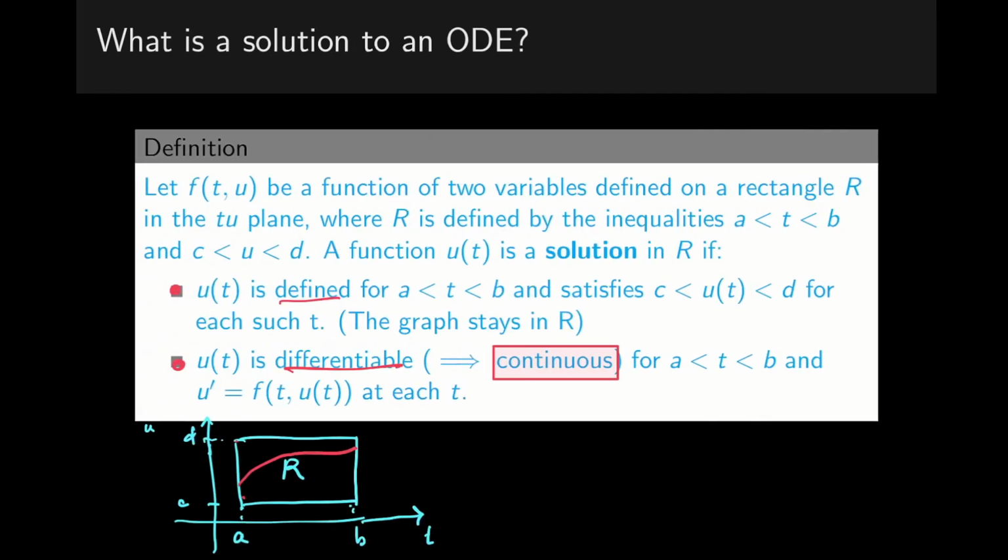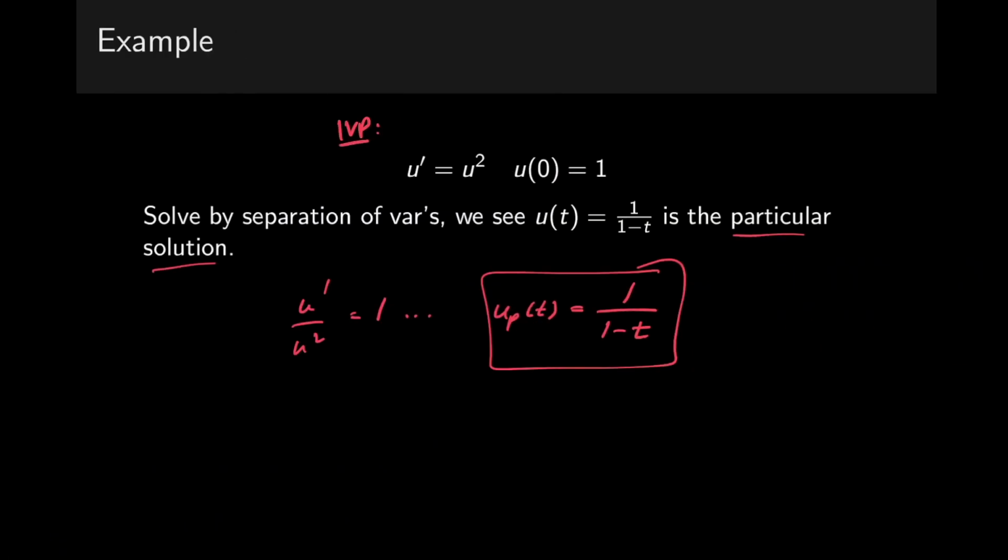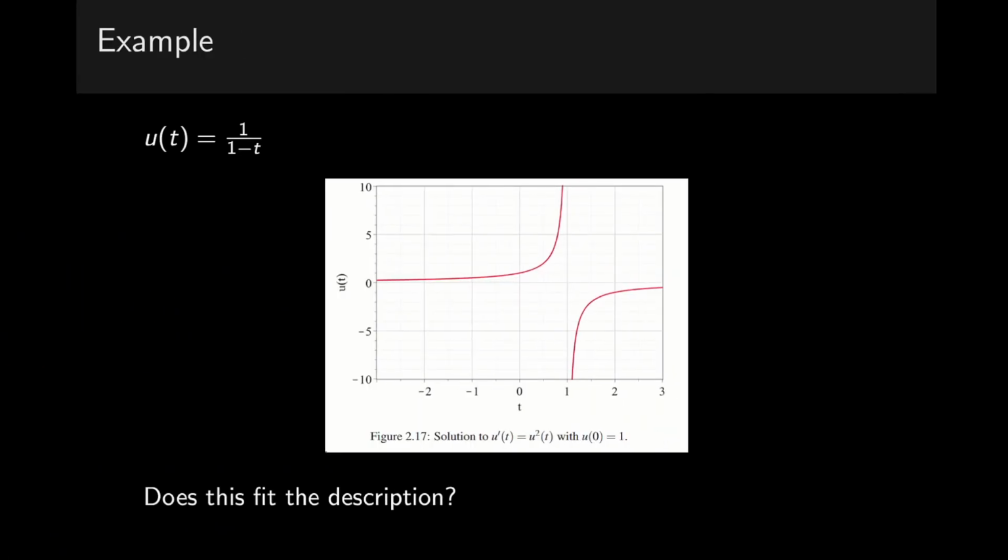Here's the problem. The way that this is written, it says that it has to be defined in this box and it has to be continuous. It has to stay within these bounds of the box and be continuous. So when we look at the graph of 1 over 1 minus t, we see that we have this vertical asymptote here.